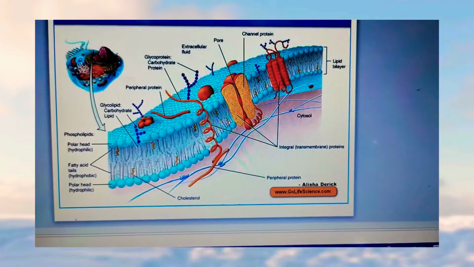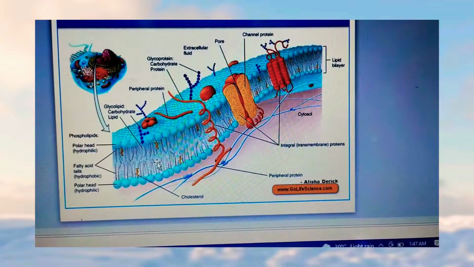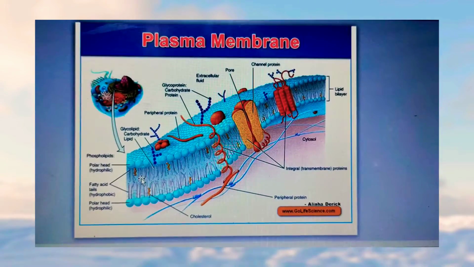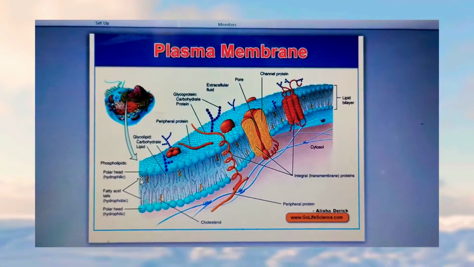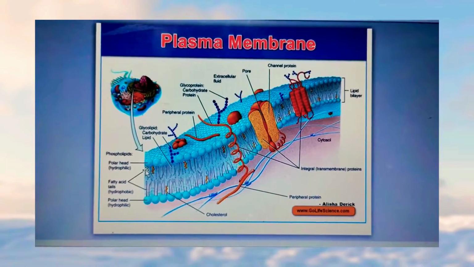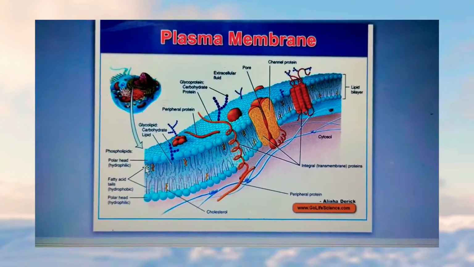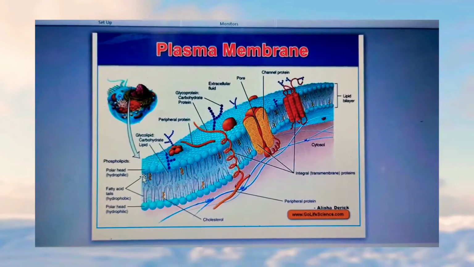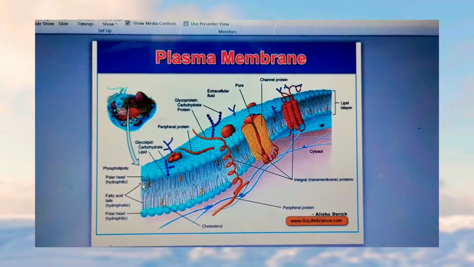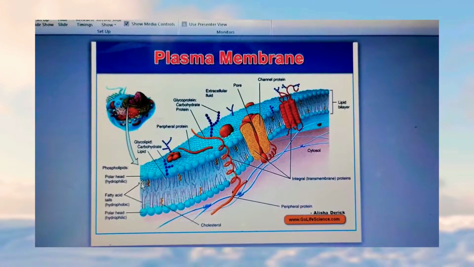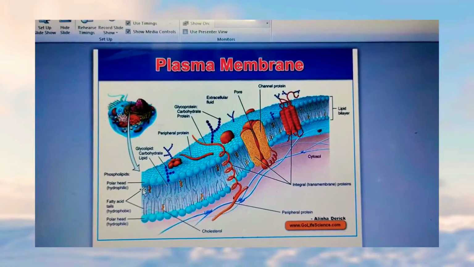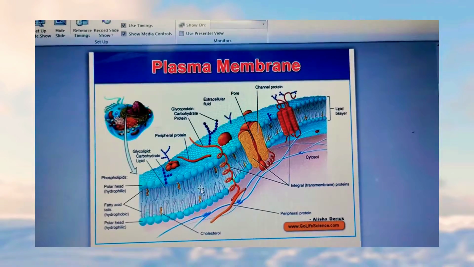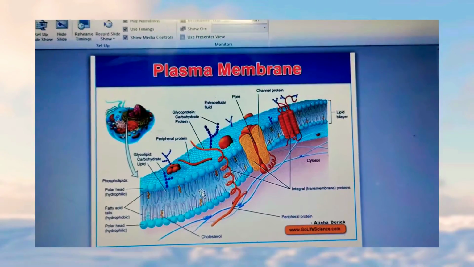So basically this is the structure of a plasma membrane. The most important thing is that first you need to know the composition of this plasma membrane. We all know that it is made up of lipid, protein and carbs. Carbohydrate is either connected with the protein, that is why it is glycoprotein, and if it is connected with the lipid, it is called glycolipid. This is the main composition.